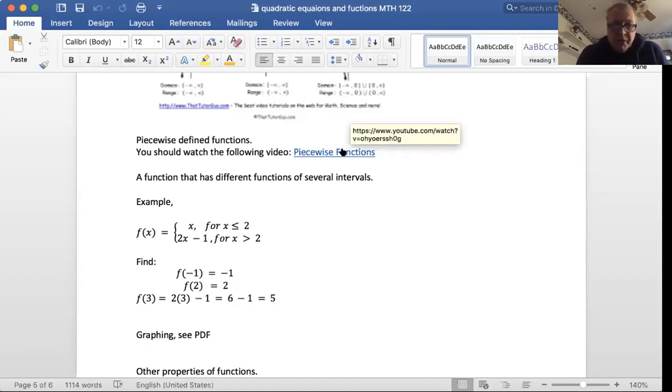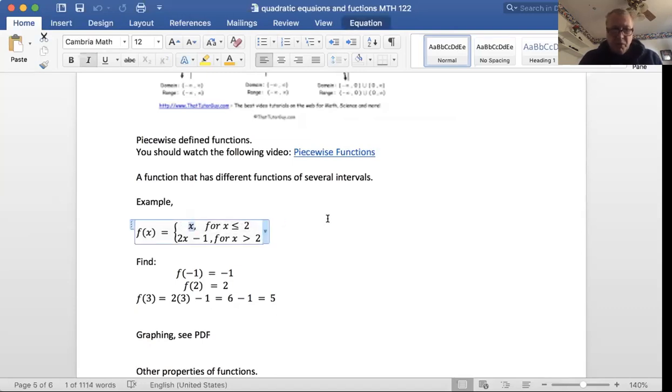So what's a piecewise function? Again, it's a function that's defined over a certain range. Let's look at our first piecewise function. It says f of x equals x for x that's less than or equal to 2. As soon as we hit 2, anything above that, we jump down to the next function, 2x minus 1, for x greater than 2. So if we're asked to find f of -1, since -1 is less than or equal to 2, we use x.